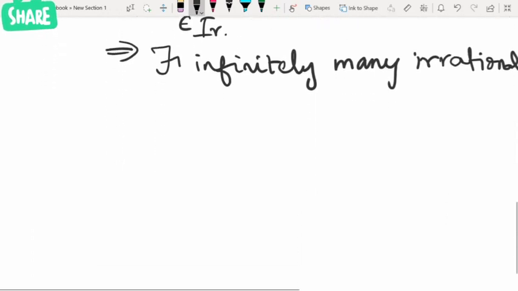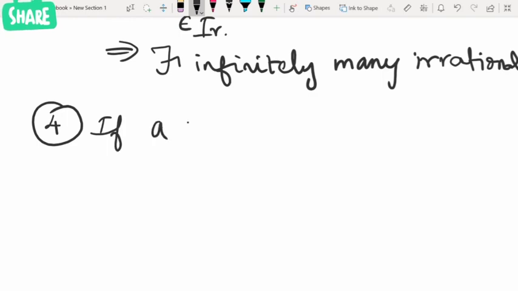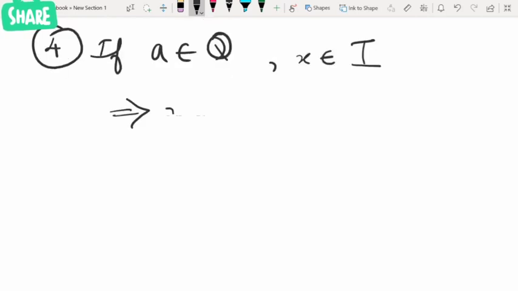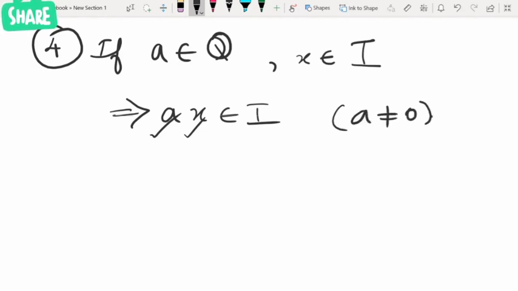The next result says that if a is a rational number and x is an irrational number, then ax is an irrational number. So for any rational and irrational, the product is also an irrational number, provided a is non-zero. Also, a plus x, the sum, is an irrational number too.